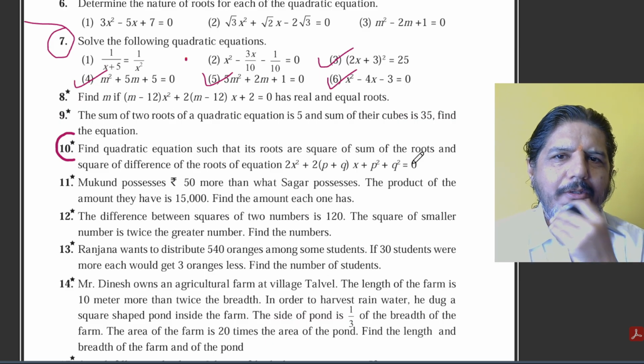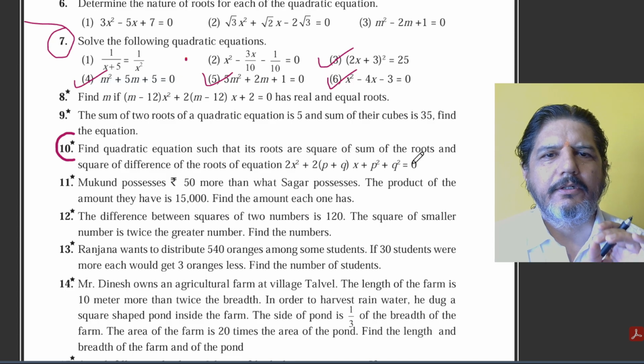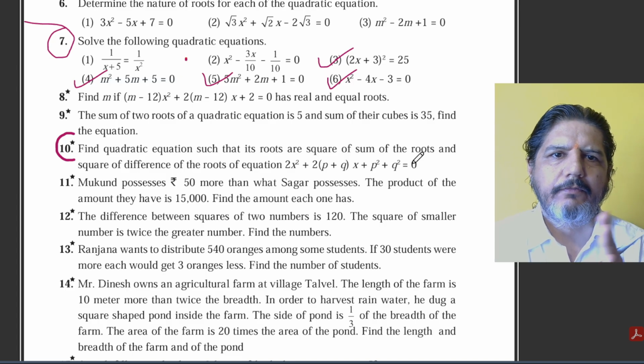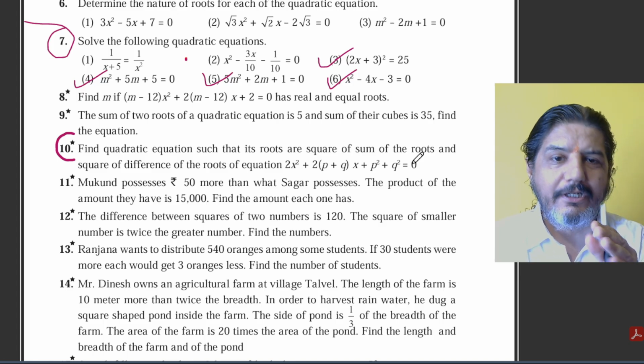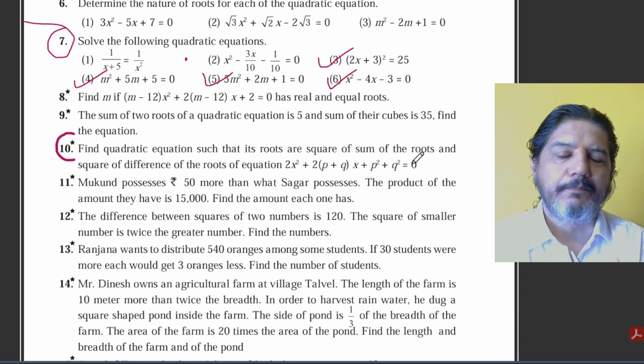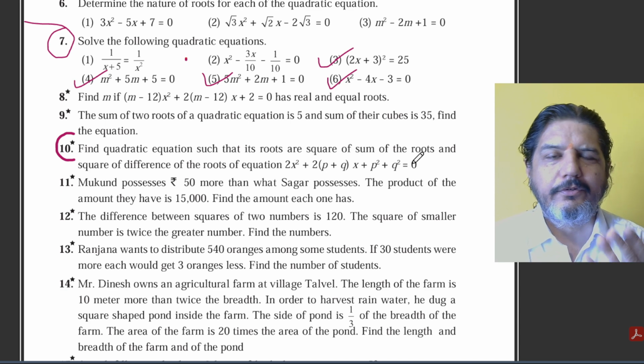You should only try to do this question if your algebra basics are very clear. And if you are not able to do this question, I don't think you should worry much, because this is usually not the kind of question which would be asked in the exam. But still, there is a question and we have to solve it.